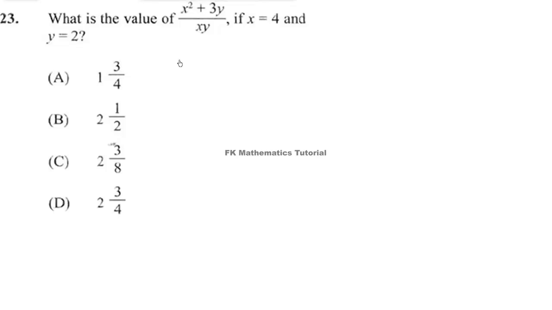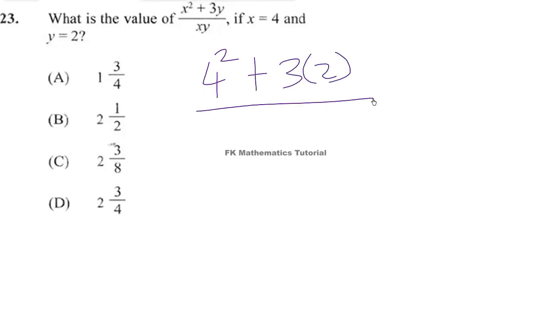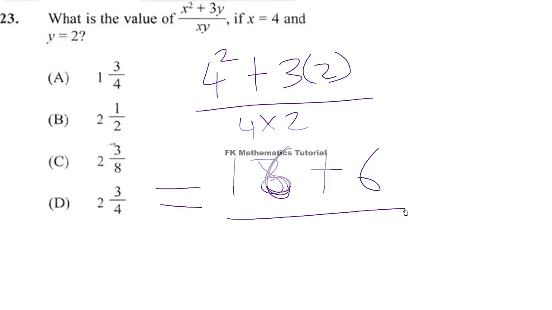What is the value of x squared plus 3y over xy, if x equal 4 and y equal 2? So x equal 4, so 4 squared plus 3y, 3 times 2, all over xy, so 4 times 2. And this will be equal to 8, 4 squared will be 16, 16 plus 6 all over 8. 16 plus 6 is 22 over 8.